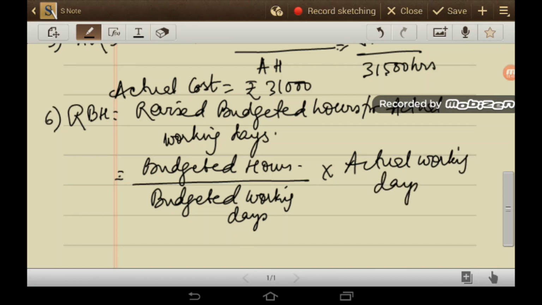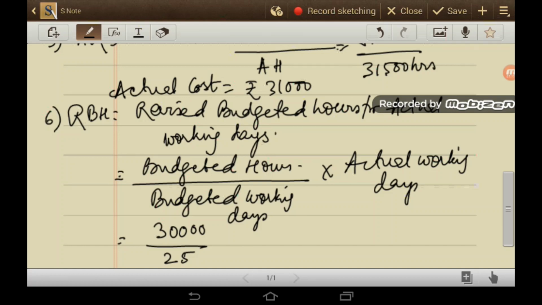Now RBH arises why? Because if there is a calendar variance, that is, budgeted working days and actual working days differ. In this question, you need to find out RBH, that is, revised budgeted hours for actual working days. Your actual working days is 27. So 30,000 is your budgeted hour for how many days? For 25 days. For 25 days your budgeted hour is 30,000.